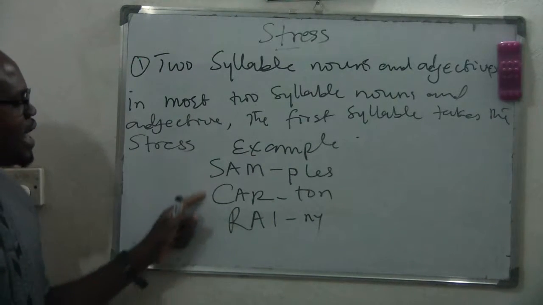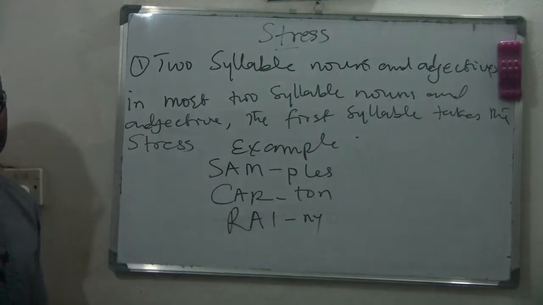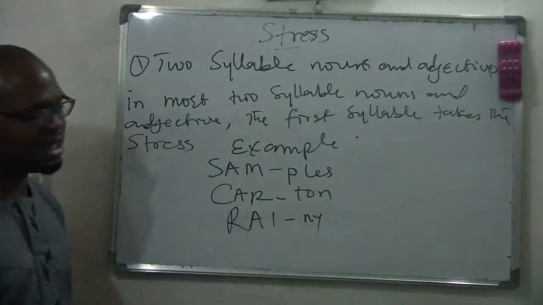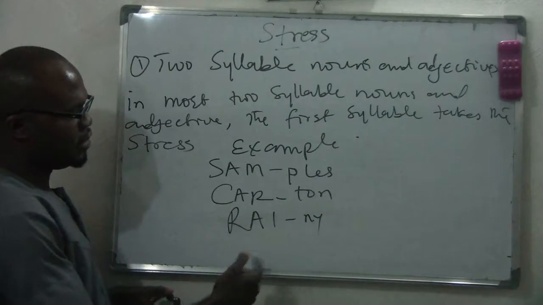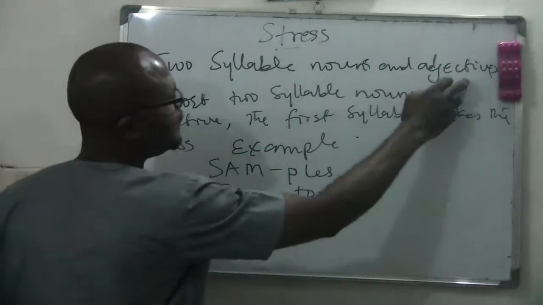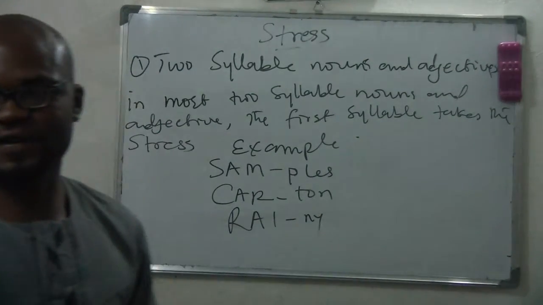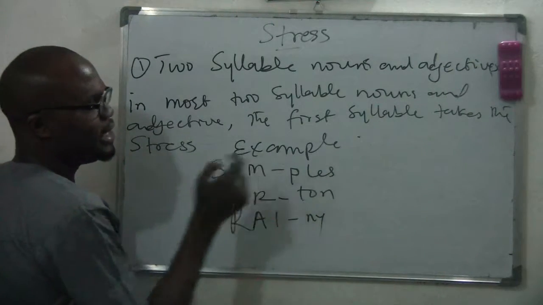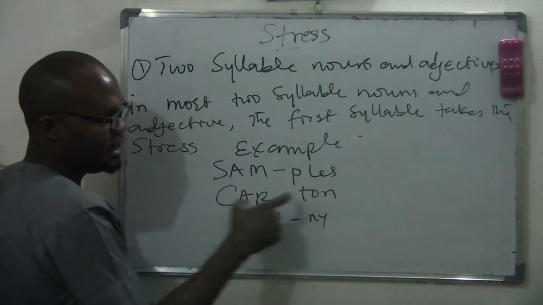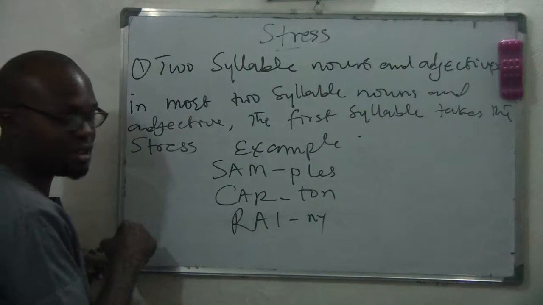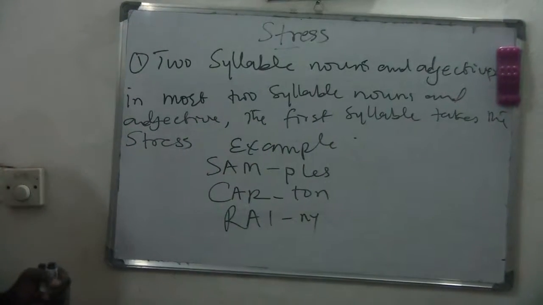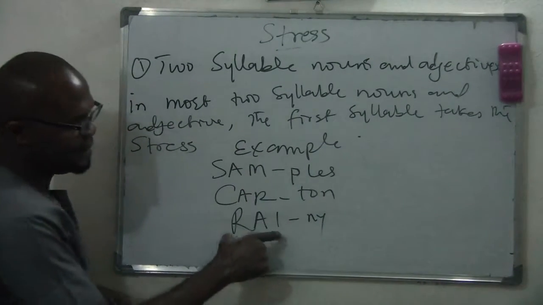So why is the stress on the first syllable? Because the rule says that in most two syllable nouns and adjectives, the first syllable takes the word stress. You understand? All these are adjectives or nouns. Nouns are what? Names of person, places, animal or thing, isn't it? Yes. Then adjectives are what? Qualifiers for nouns, isn't it? Yes. Now we have samples. Samples is a noun, isn't it? Yes. So the stress will be on the first syllable, which is sam. Cartoon is a noun, isn't it? It's the name of something, so the first syllable is car and it has the stress. Rainy is telling us that the day is rainy. You understand? Yes. So the first syllable.